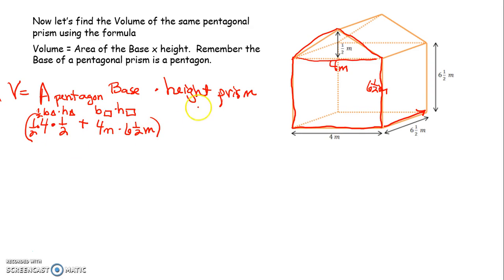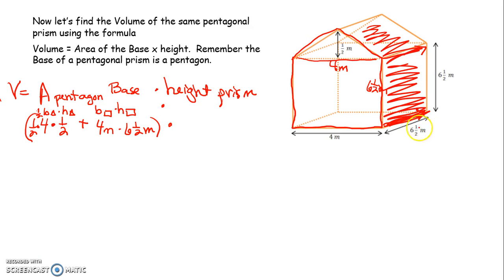And we'll figure that out, and then we'll have to multiply it by the overall height of the prism. This is the height of the prism, how far deep it goes. The base is the pentagon in the front. The height is how far back it goes. So that 6 1/2 is the height of the prism in this case.